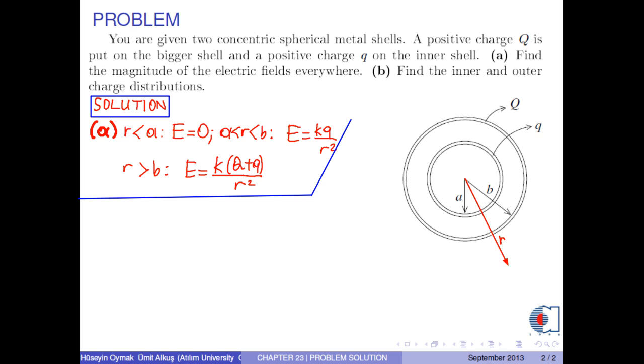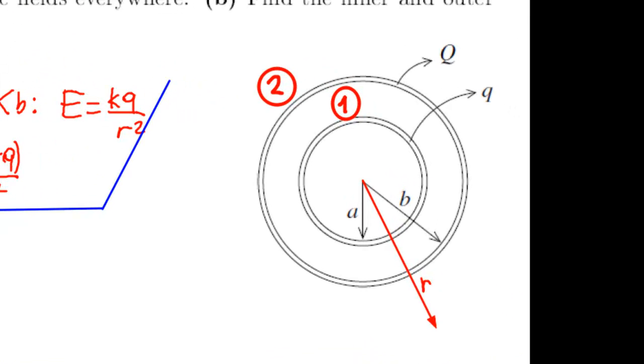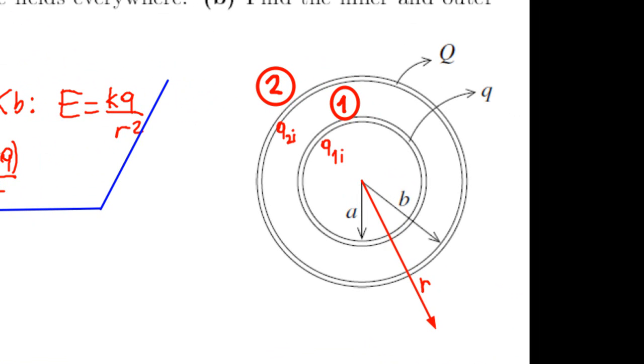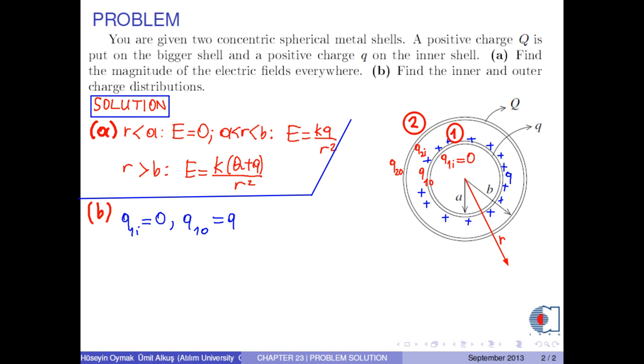B. Find the inner and outer charge distributions. If we label the inner and outer shells as 1 and 2, and if we label the inner surface charge distributions as Q1i and Q2i, and outer surface charge distributions as Q1o, Q2o, for shell 1, according to the shell theorem, all the charges are distributed through the outer surface of the shell. Therefore, Q1i is 0 and Q1o is Q.